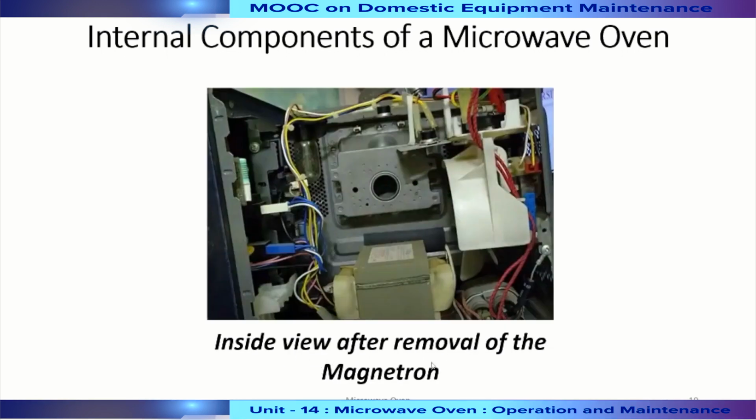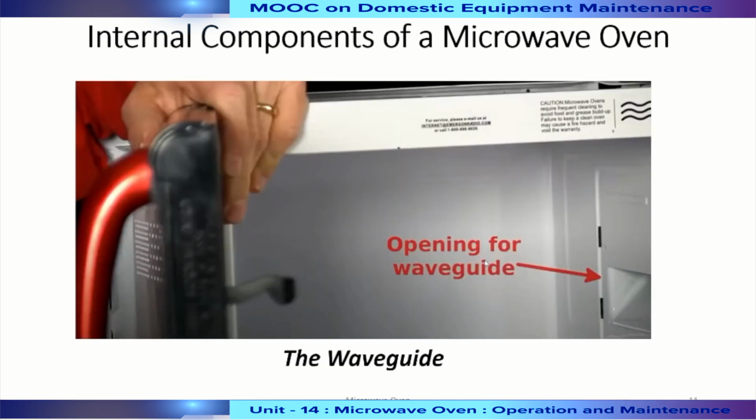An inside view of the microwave oven after removal of the magnetron will be like this. The magnetron is actually inserted into this particular cavity. So once the magnetron is removed, it will look like this. This is the transformer, capacitor, diode, etc. The opening for the waveguide is towards the right hand side.